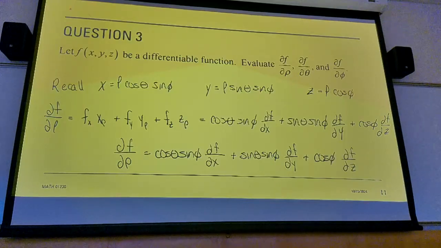Now there is something you do have to do. You'd have to evaluate those three partials at x equals rho cosine theta sine phi, y equals rho sine theta sine phi, and z equals rho cosine phi, right? You can't leave x, y, and z in your partials. That would be the only other thing you'd have to do.